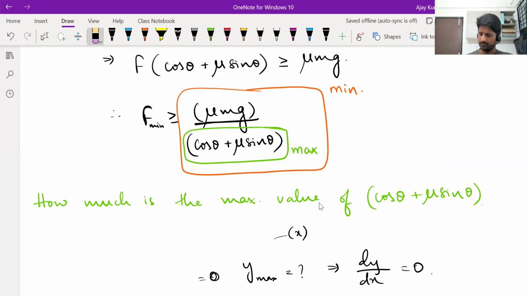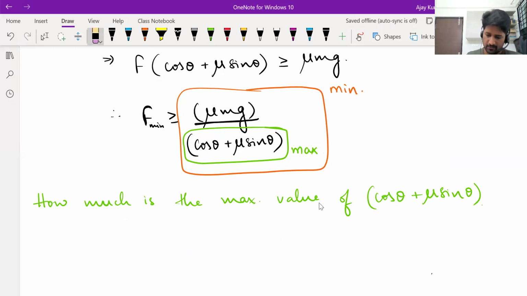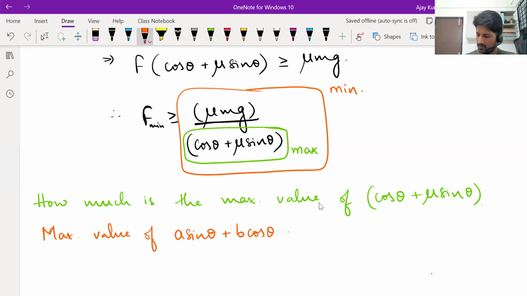But remember, the maximum value of some constant a multiplied with sin theta plus some constant b multiplied with cos theta is root of a square plus b square. So here, sin theta's coefficient is mu. So it's like mu is a now. And cos theta's coefficient, we don't see any coefficient, means the coefficient is how much?